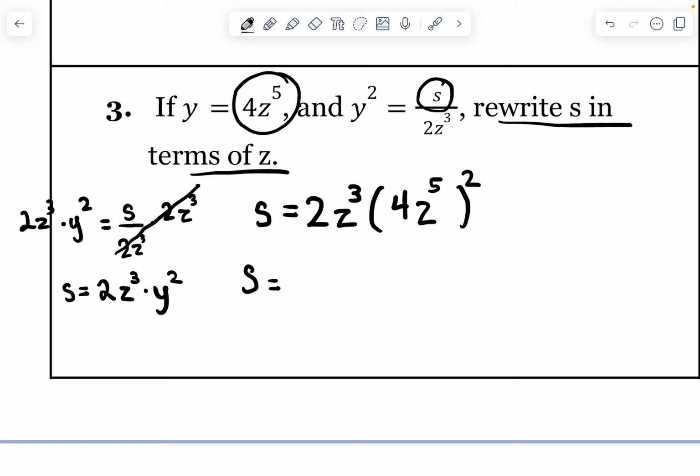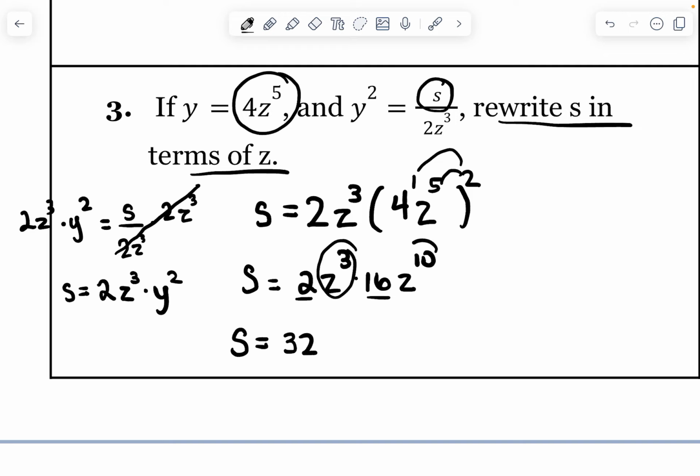And then we're going to expand that. So we have 4 squared is 16, and 5 times 2 is 10. I'm using the power rule here. And then all I have to do is now multiply everything that I can multiply together. 2 times 16 is 32, and I'm going to make use of the product rule here, so this will be z to the 13th power.